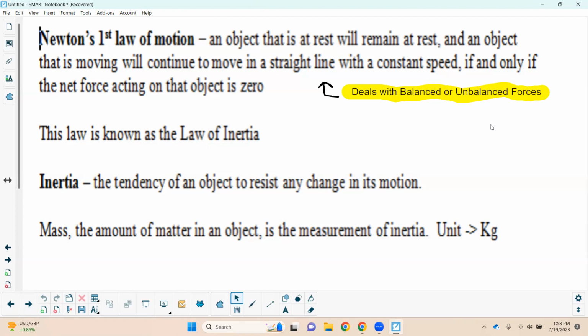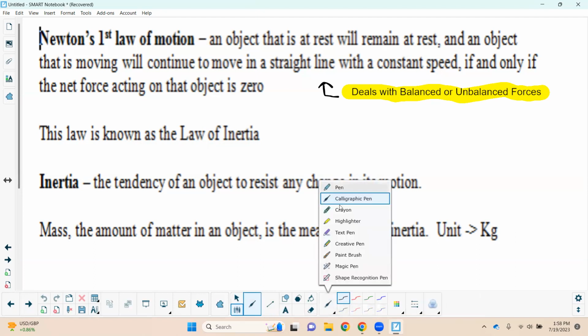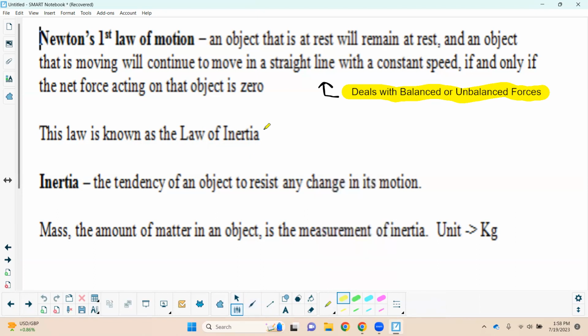So I'm going to highlight a couple things and break it down into different parts, because I think that's an easier way to describe it. If you try to take it all in one big chunk, it's a lot. So the first part here, I'm going to underline. It says an object at rest stays at rest. And then I'm going to say if and only if the net force acting on an object is zero. So what that means is if something isn't moving, it's not going to move by itself.